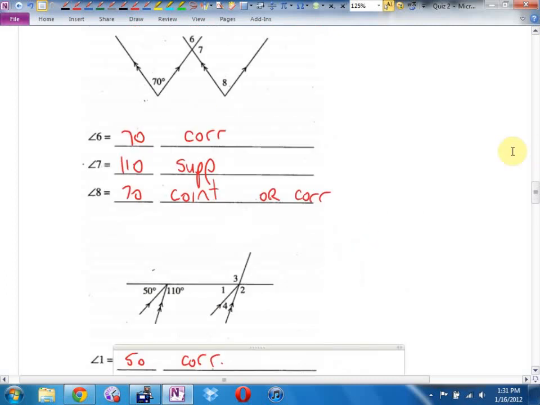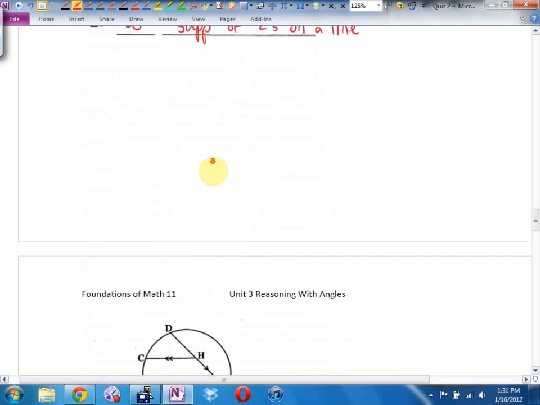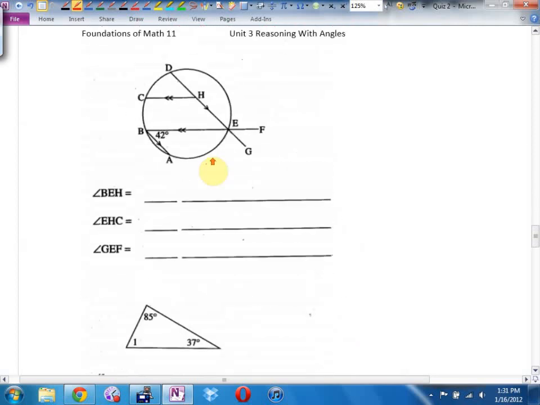Next page. Angle BEH. Now, angle BEH is that one. Well, the only angle they gave me is 42. I see a Z because those two are parallel. 42, alternate interior.